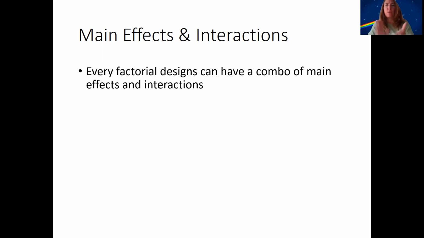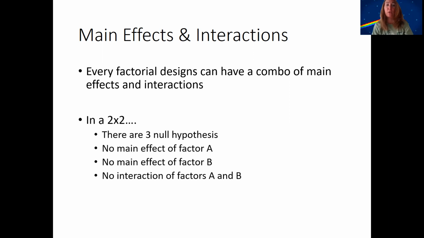So remember, whenever we're talking about main effects and interactions, or when we're talking about an ANOVA test, we're talking about factorial designs only, not single factors. So remember, if we have our most simple 2x2 design, we have two independent variables, we have four conditions. Each of our independent variables has two levels. We have three null hypotheses that we're testing here with the ANOVA.